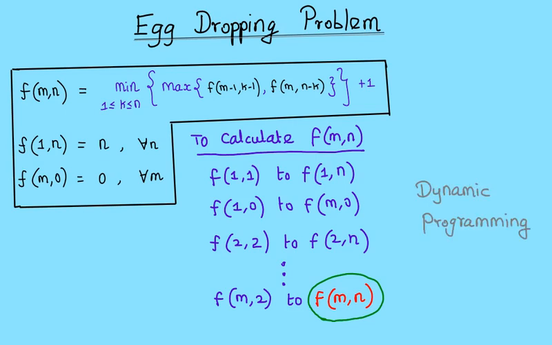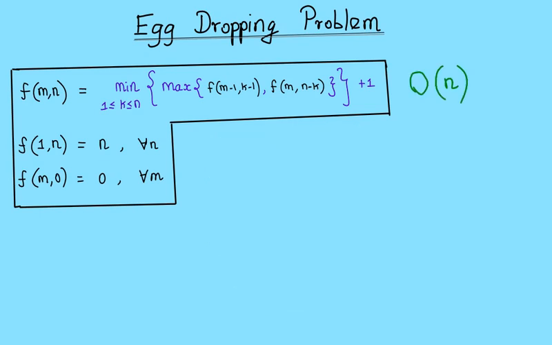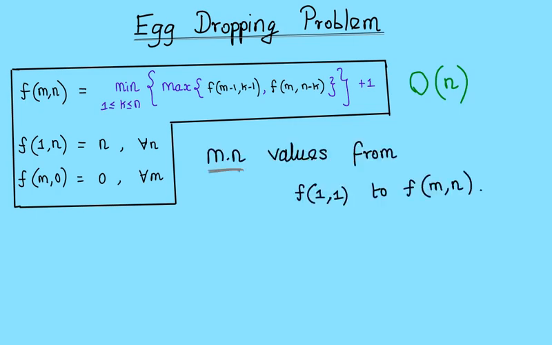Note that in the recurrence relation, we need to calculate the minimum of n elements, which can be done in linear time, that is big O of n. So we need to calculate roughly m into n values from f of 1 comma 1 to f of m comma n, each of which can be calculated in big O of n time. So the time complexity to find f of m comma n is big O of m n square.